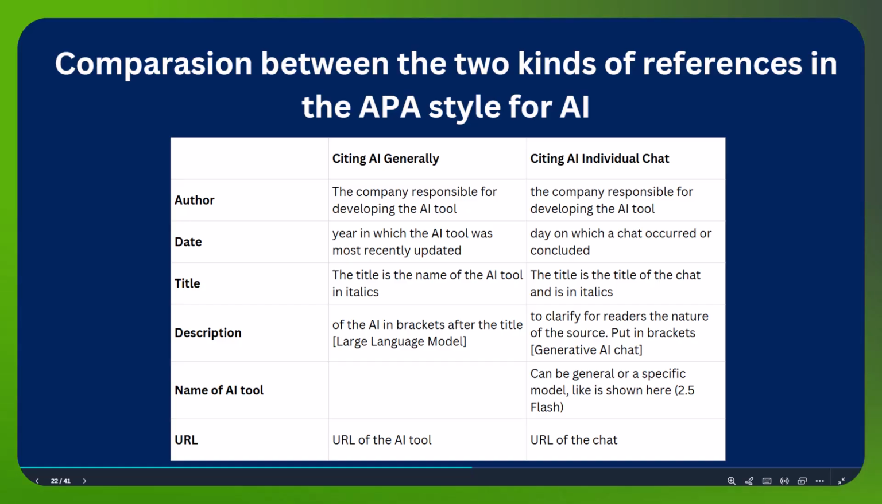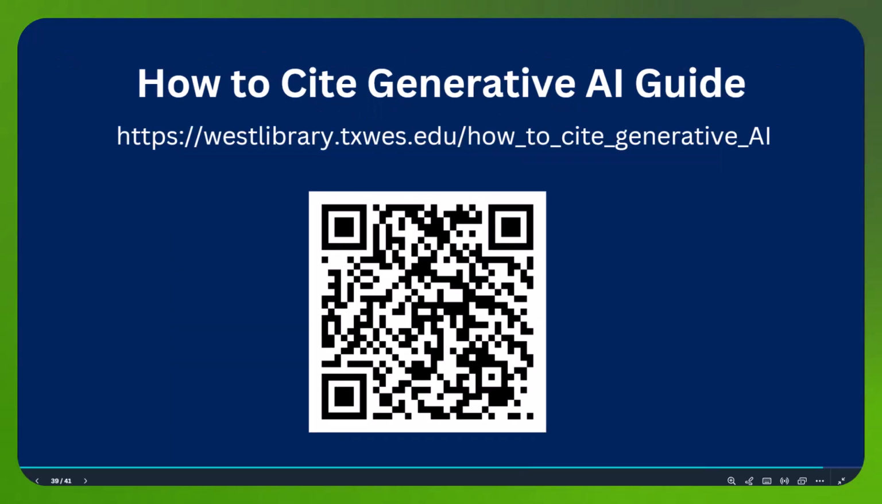Here we see a comparison between the different parts of a citation for AI in the two ways mentioned in the APA style. You can see that the meaning of the parts of the citation may change depending on what kind of citation you use, citing generally or citing with the URL of the chat. There is an online guide called How to Cite Generative AI that contains the latest rules for citing in the APA style. The ones marked official are the latest rules. Click on the QR code to access.